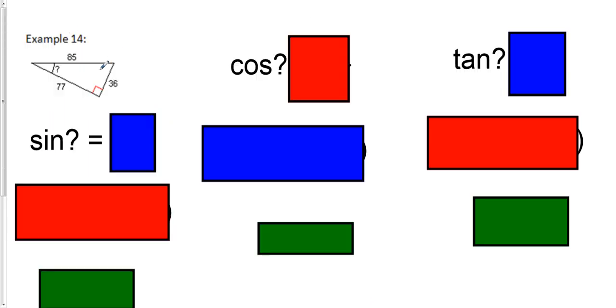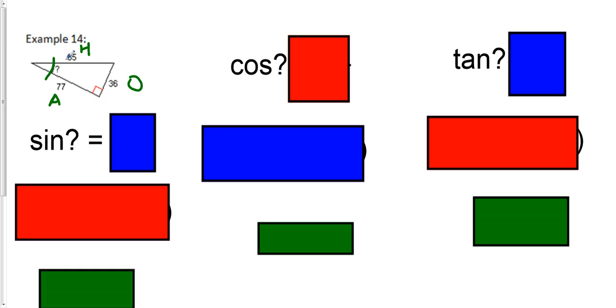On this example, again, we have our unknown angle. We're not sure how big it is. Across from it, 36 is our opposite. Right next to it, 77 is our adjacent. And across from the right angle is our hypotenuse, 85.